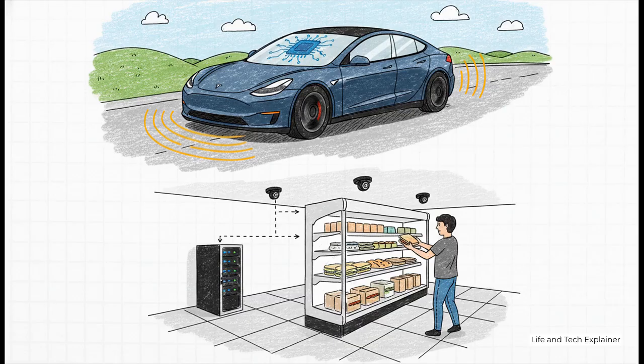Similarly, look at Amazon Go stores. When you walk in, grab a sandwich, and walk out, massive arrays of cameras and sensors are tracking your movement. To do that instantly without any lag, Amazon processes those extremely heavy video feeds on local edge servers right inside the physical store itself, not in some distant AWS data center.